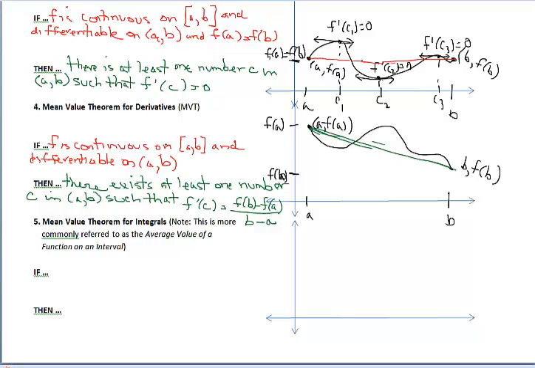So this theorem is similar to Rolle's theorem. It just says now, you know what? Somewhere on this graph you have to have another tangent line.